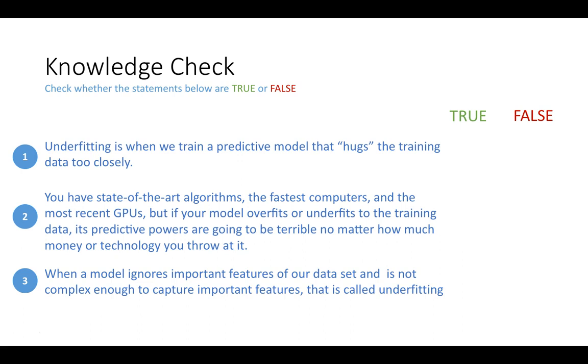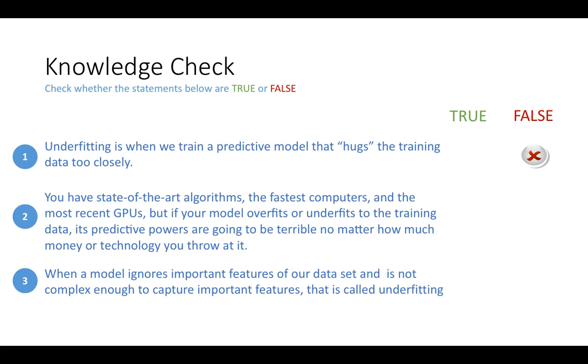Do you agree or not? Yes, it is a false statement. Saying underfitting is when we train a predictive model that hugs the training data too closely is not correct. It is overfitting. If you underfit, you are not even capturing the relationship.